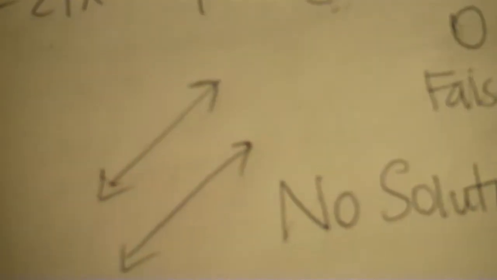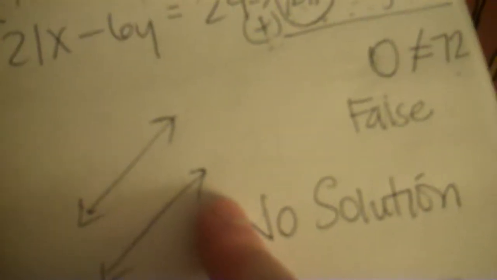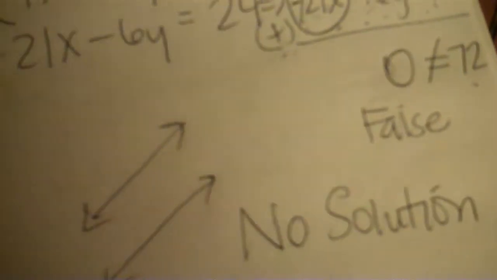What does that mean if we were to graph it? It means that if we were to graph these two lines, they would be parallel lines. They would never touch, meaning there's never a solution, there's never a point where they intersect.